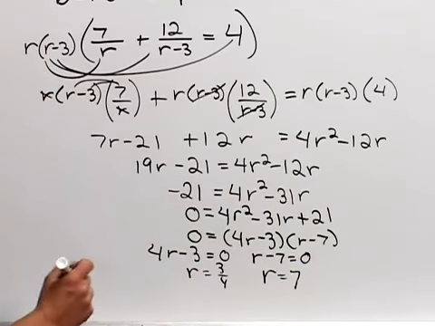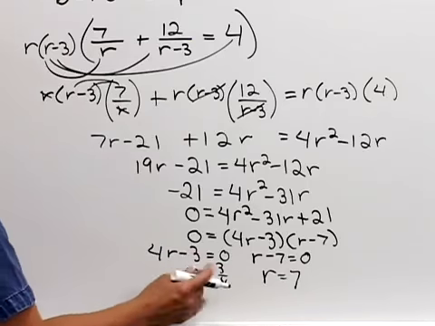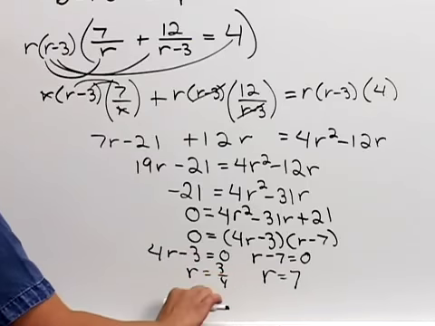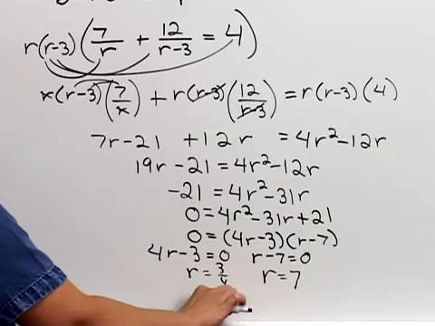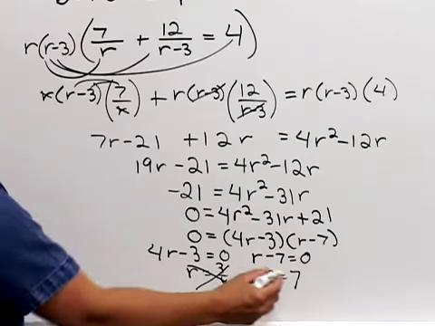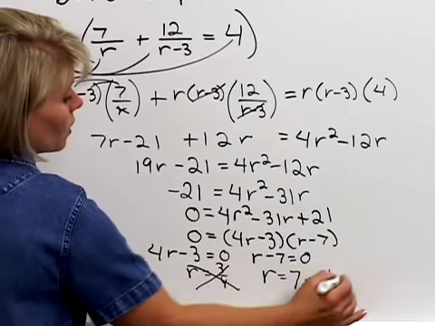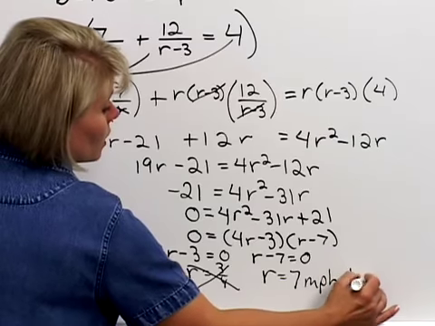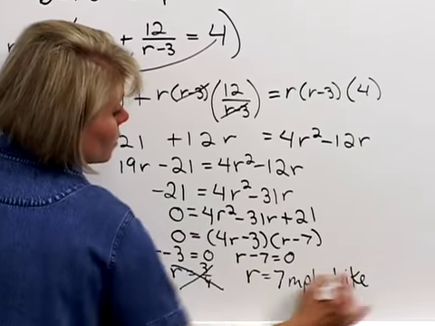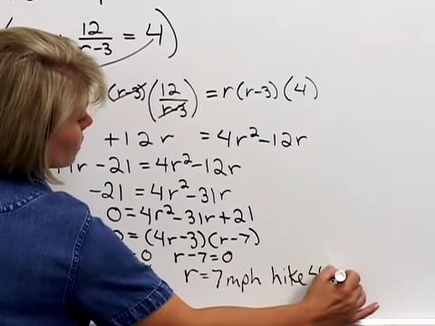Now, we need to figure out which one is the rate at which you walk. Well, the rate at which you hike is 3 slower than these. If you go 3 slower than 3/4, you have a negative rate. We can't have that. So the rate at which we walk is 7 miles per hour, and the rate at which we hike is going to be 3 miles per hour slower, which is 4 miles per hour.